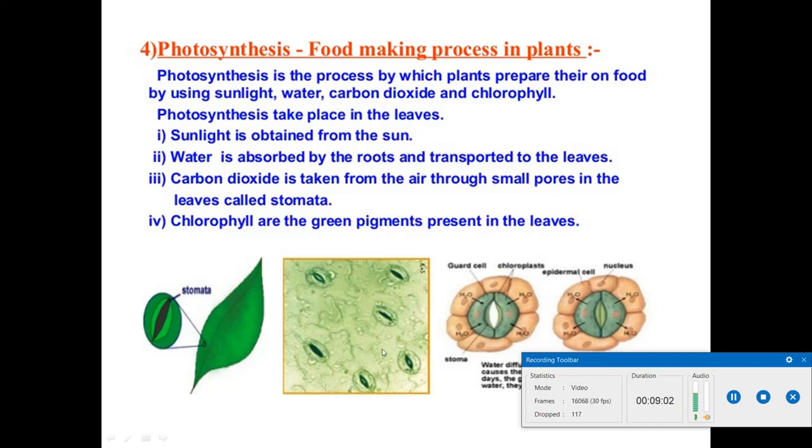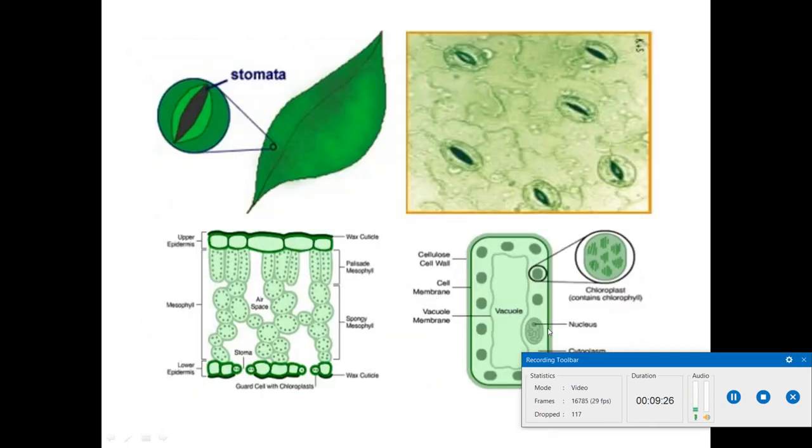Here is a microscopic view of stomata present on the leaf. This is the structure of a stoma, which consists of the stomatal pore opening and bean-shaped guard cells, and it is also surrounded by supporting cells. Here once again is a microscopic view of stomata, and this is a section of a leaf showing the small pores, that is, stomata.